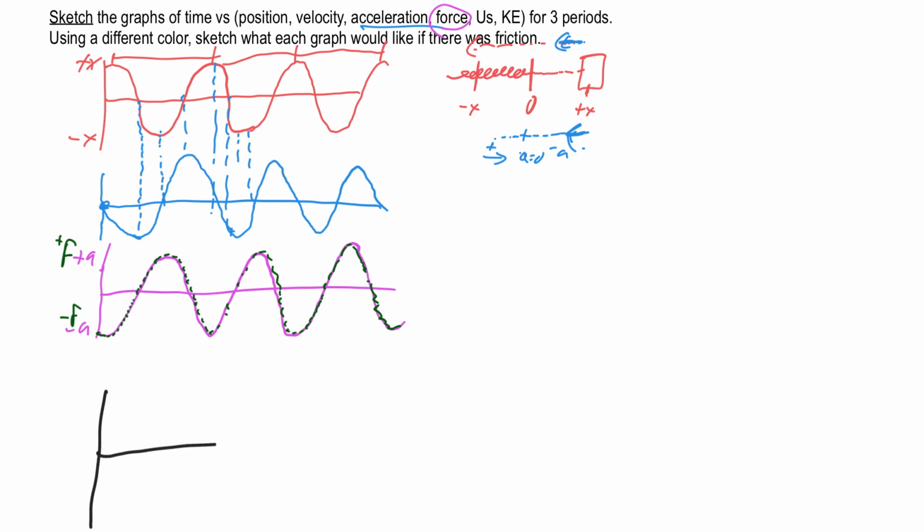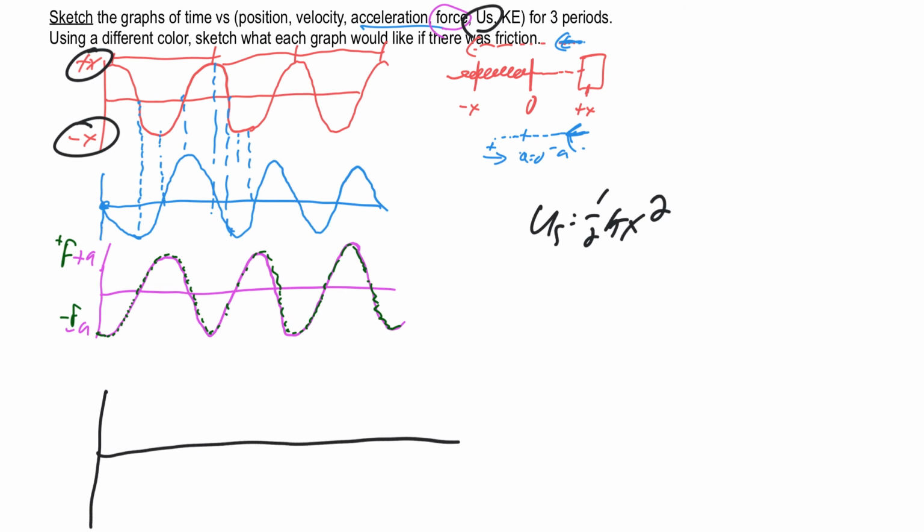It's going to be hard to do for 3, but we'll do our best. Which one do they want us to do first? US? Okay, that's easy, because US is just, remember, US is 1/2 kx squared. So whenever x is a maximum, that's when US is going to be a maximum. And whenever negative x is a maximum, since we're squaring that, that's also going to be a maximum. Okay, so this one, we're going to go like this. And then we're going to go back up to a maximum here.